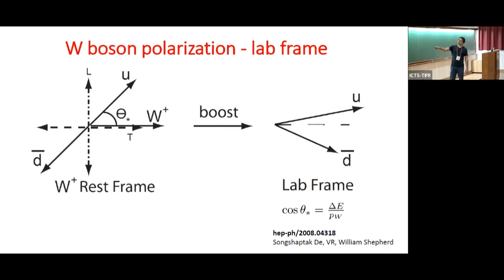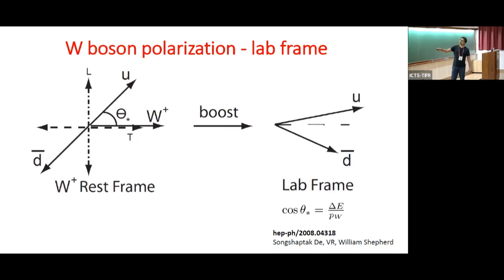If you, for example, look at longitudinal Ws, where the quarks are emitted this way, theta star is 90 degrees, cosine theta star is 0. But in that case, when I boost them, since they're both perpendicular to the boost axis, they would end up having equal energy in the lab frame. And then the right-hand side would also be 0.